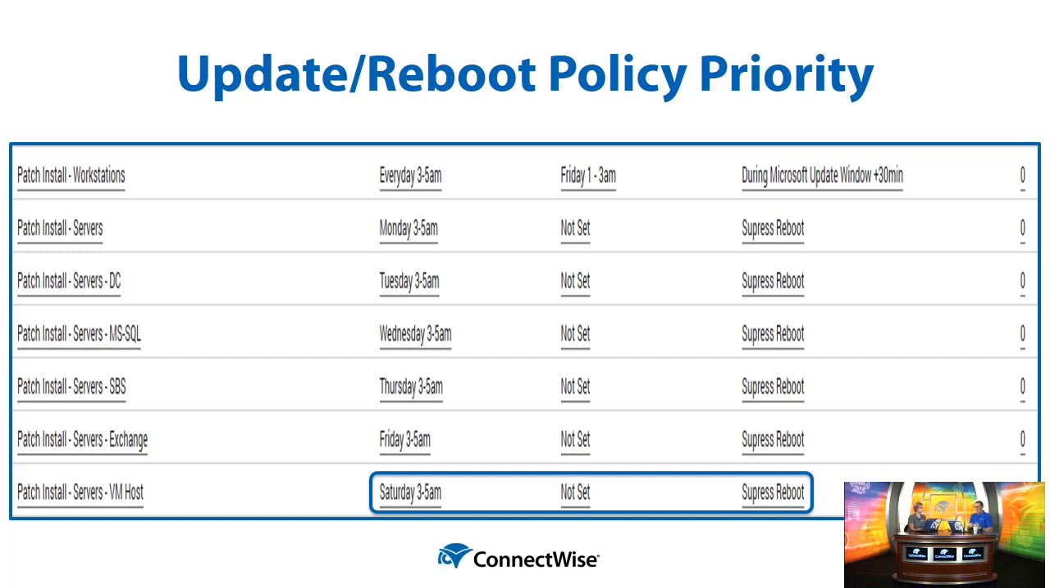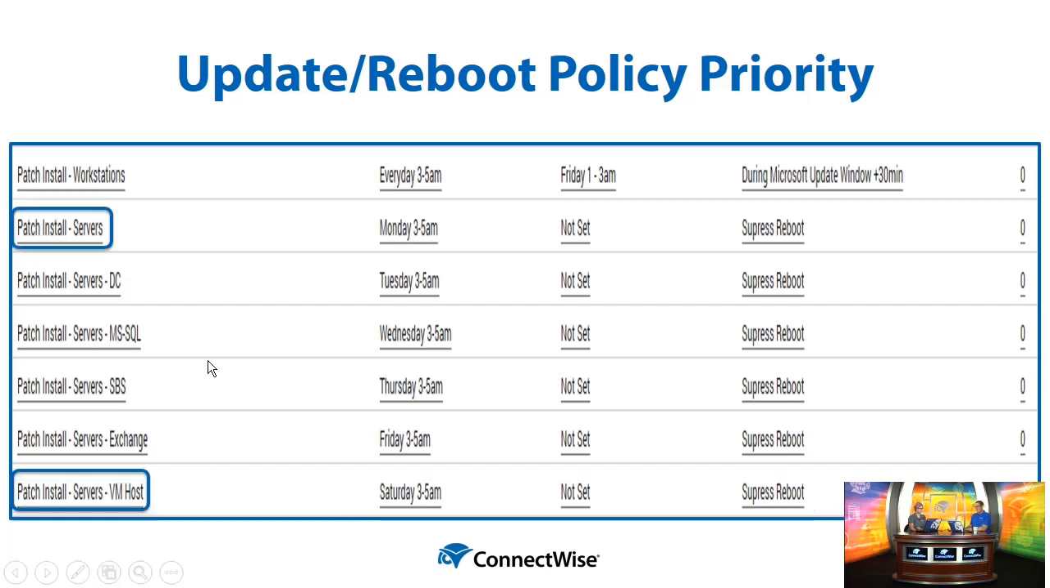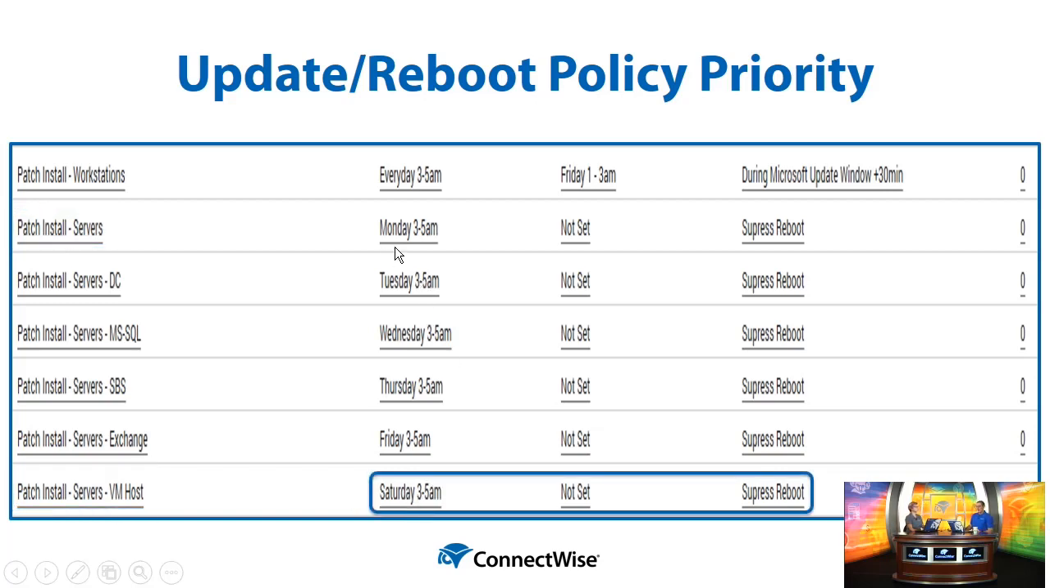Exactly. So again, that's why I separate those out, and I keep these at the bottom, which as you see in your default system, is the way they are out of the box. So this allows me to say, well, my VM host, if I'm in both of these, I know it is going to patch Saturday at 3 and 5 instead of Monday, and they're going to suppress that reboot.